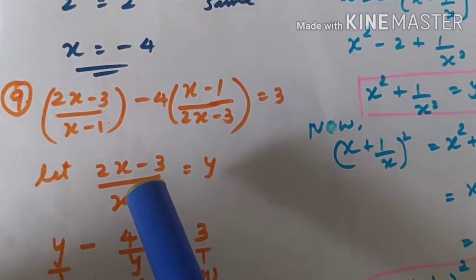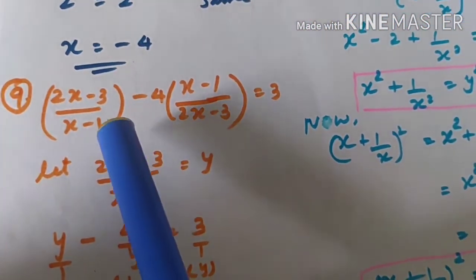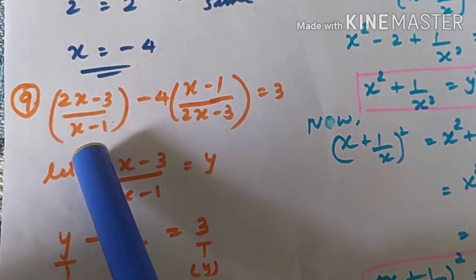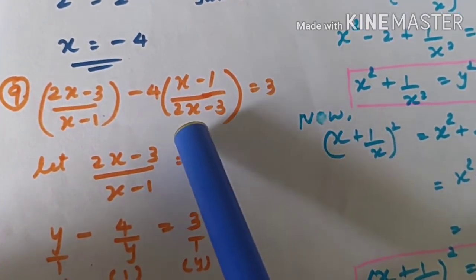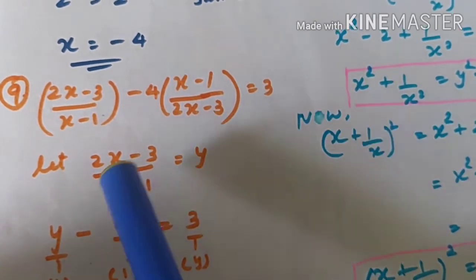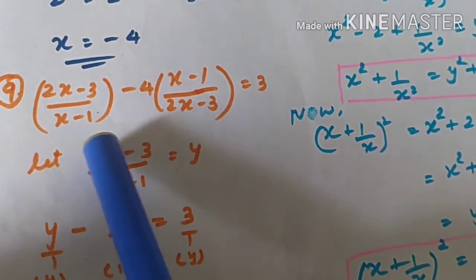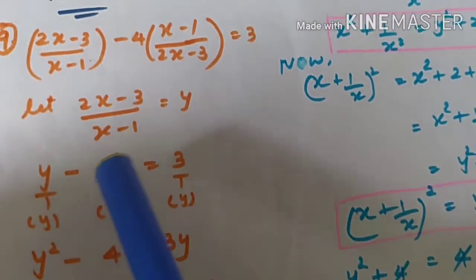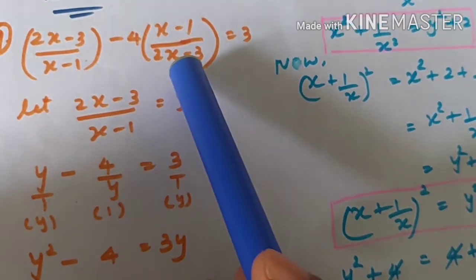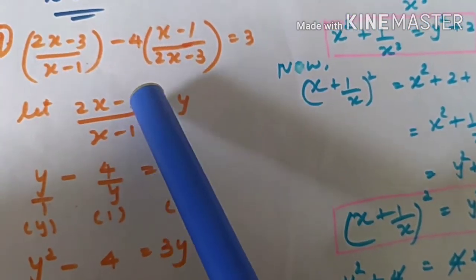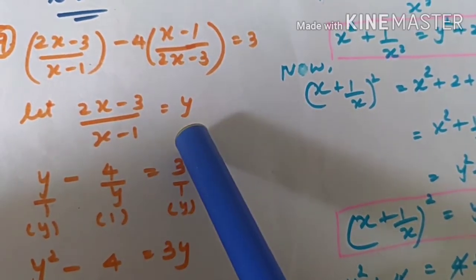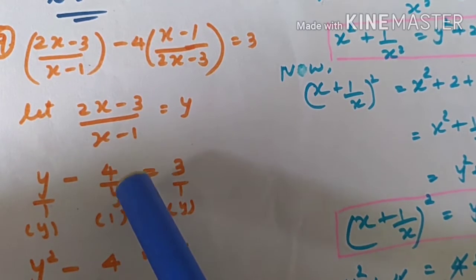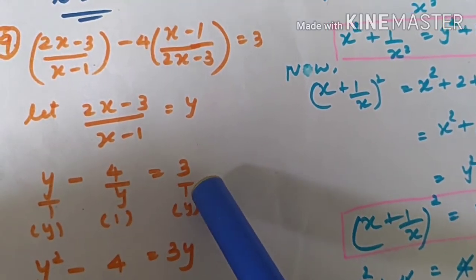Now move on to the next question, 9. This is 2x minus 3 upon x minus 1 minus 4 x minus 1 upon 2x minus 3 is equal to 3. Now let this bracket be y. So y minus 4, this is the reciprocal of this. So I take y also in reciprocal as 1 by y here. So that is 4 by y is equal to 3.